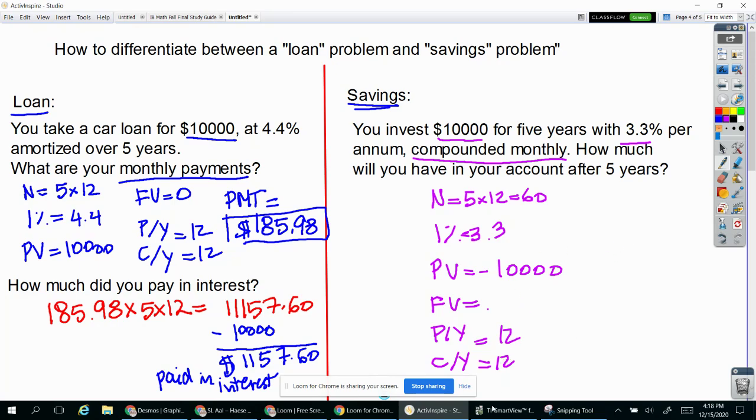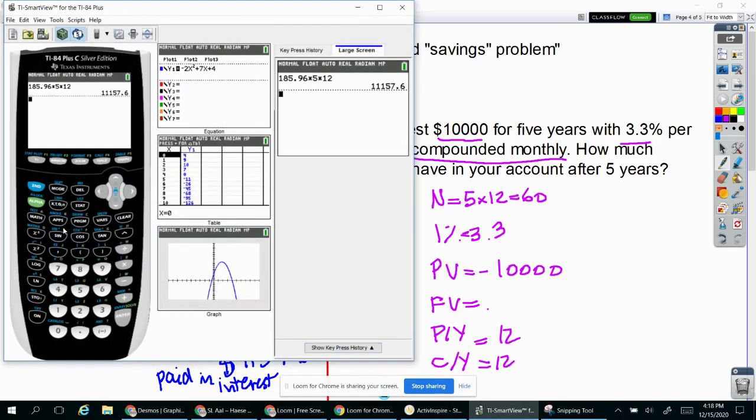So let's go back to our financial calculator. Apps, Finance, TVM Solver. So still 60. The interest rate is 3.3. Now we're going to put negative 10,000. Next, payment, we're going to put just 0. Future value, we do not know. Payments per year and compounds per year are okay. All I need to do is press alpha, enter for the future value.